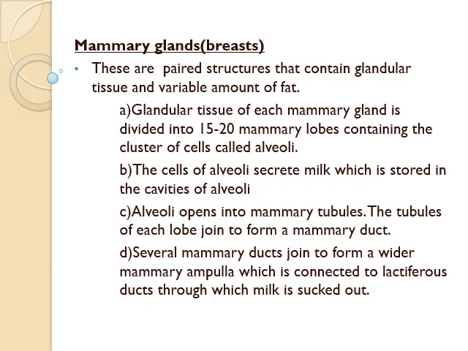Next are the mammary glands. These are characteristic of all mammals. These are paired structures which contain glandular tissue and a variable amount of fat. The glandular tissue of each one is divided into 15 to 20 mammary lobes. These lobes contain clusters of cells called alveoli. The cells of alveoli secrete milk, which is stored in the cavities of alveoli. The alveoli open into mammary tubules. The tubules of each lobe join to form a mammary duct. Then these ducts join to form the ampulla, which is connected to the lactiferous duct through which milk is sucked out.